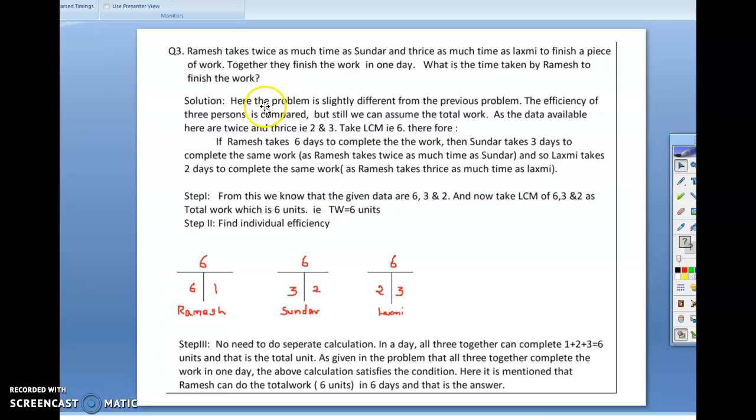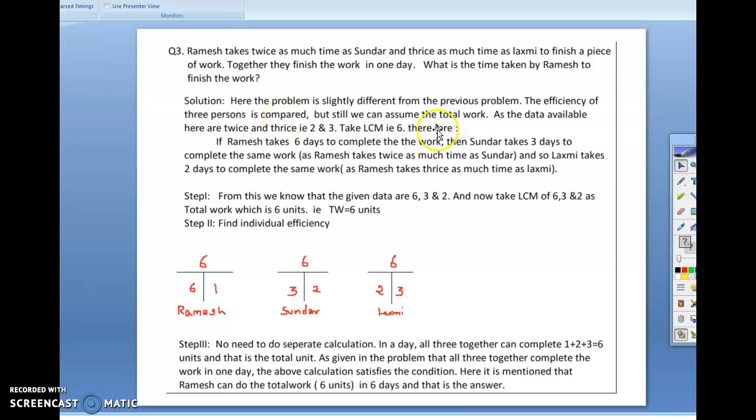And here the problem is slightly different from the previous problem. The efficiency of 3 persons is compared, but still we assume the total work. So here we can see that Ramesh, Sundar and Lakshmi, their efficiency is compared. Ramesh takes twice as much time as Sundar. So they are just comparing Ramesh and Sundar, and in the next statement they are comparing Ramesh and Lakshmi. So the main common person here is Ramesh. So from here also we can just consider this total unit of work. Let us see how to do that.